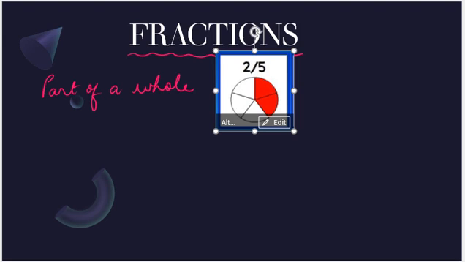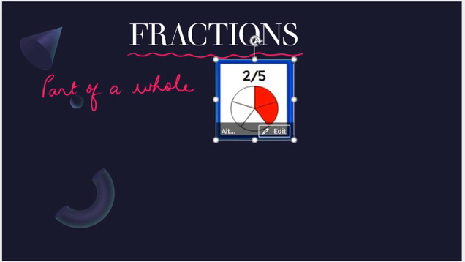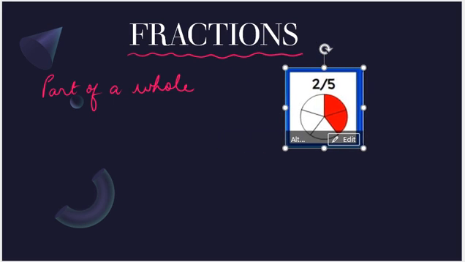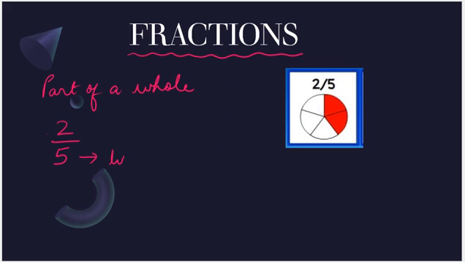So, if you look at this example, you can see that two parts out of a total of five parts are shaded red. So the total number of parts, which are equally divided, is denoted by 5, and 2 is the number of shaded parts.